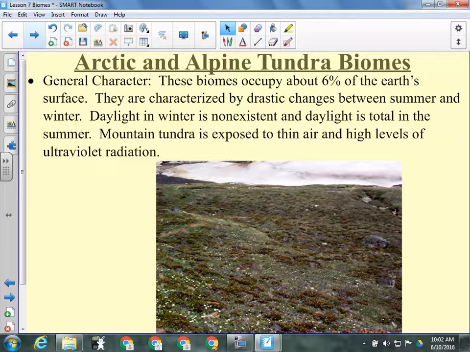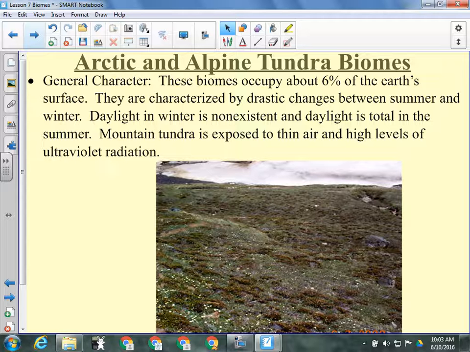Okay, tundra, Arctic and alpine tundra, because there's two kinds of tundra, right? Arctic tundra is the stuff you find north of a certain latitude. Alpine tundra is the tundra you see that is above the tree line in the mountains. They are very similar in terms of the types of plants and animals that are present. What's different is that you can find alpine tundra anywhere there's a tall mountain. You can only find Arctic tundra in the Arctic, above a certain latitude.